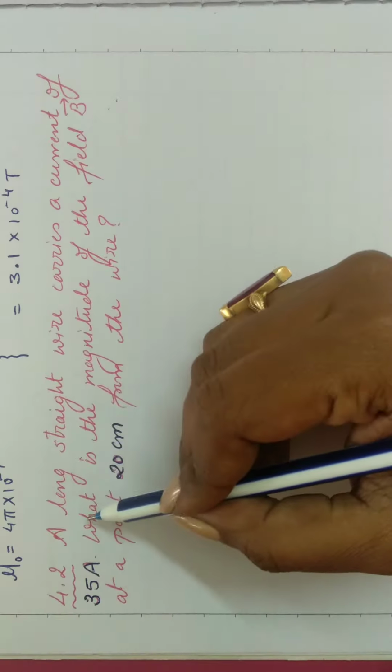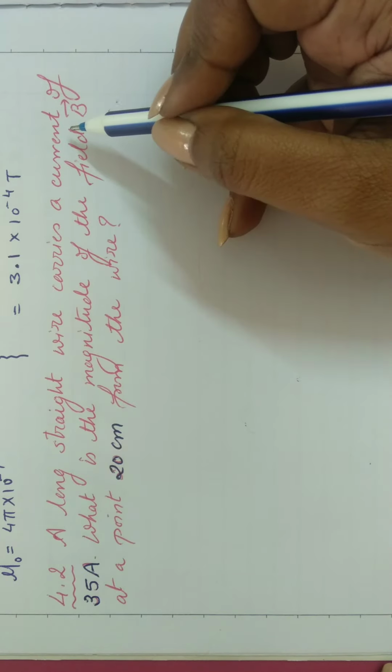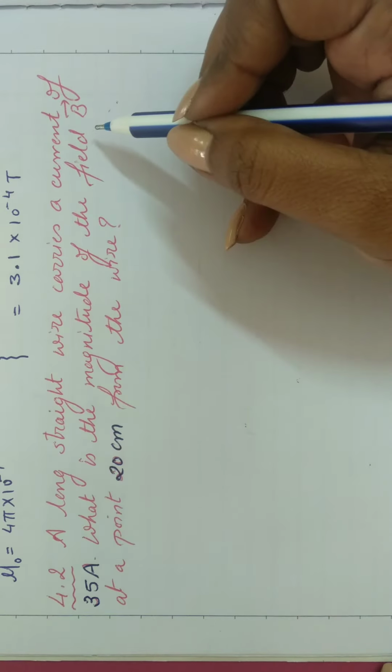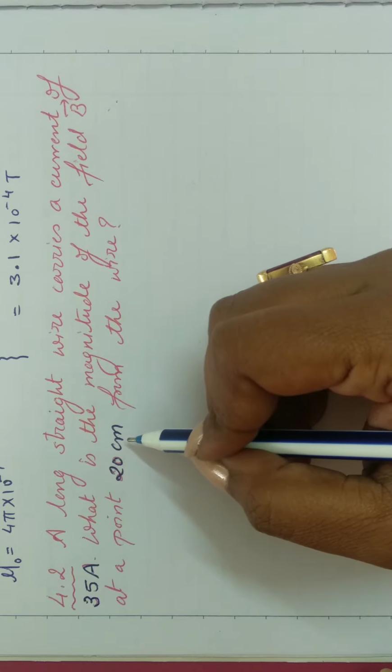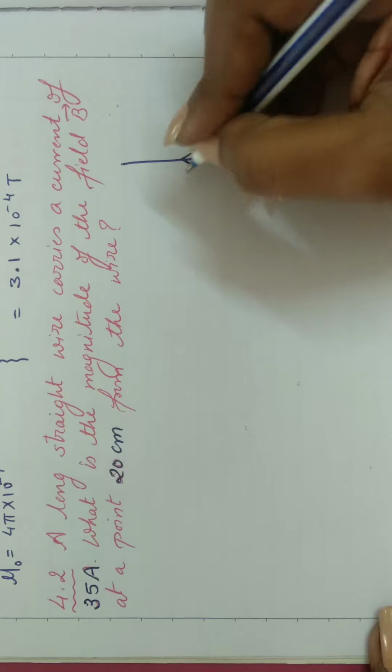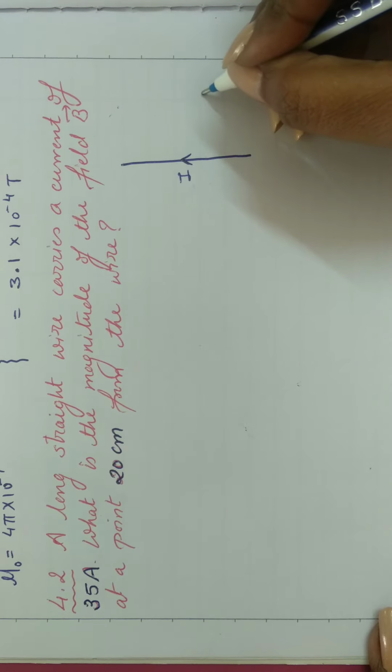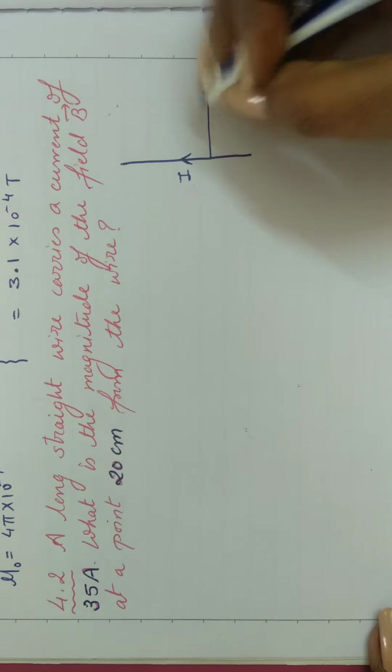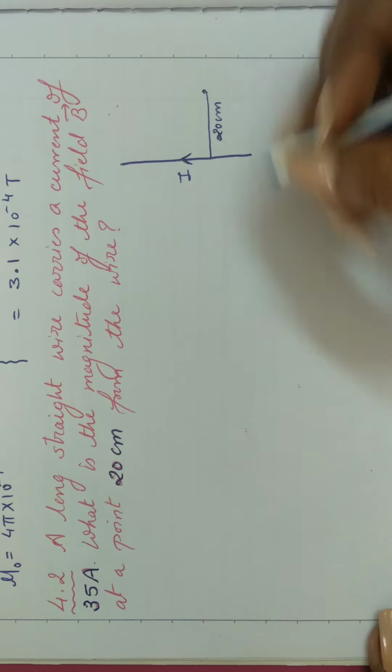In the second numerical, we have a long straight wire which carries current. We have to calculate the magnitude of magnetic field at a point which is 20 centimeter away from the wire. So you can say that suppose if this is a wire which carries current, you have to find magnetic field at this point. Suppose the distance of this point is 20 centimeter from the wire.